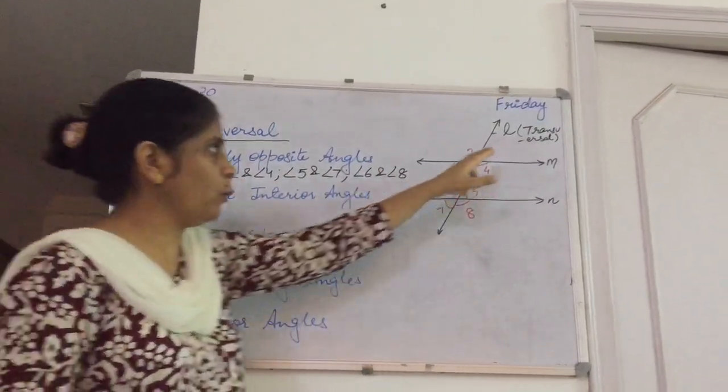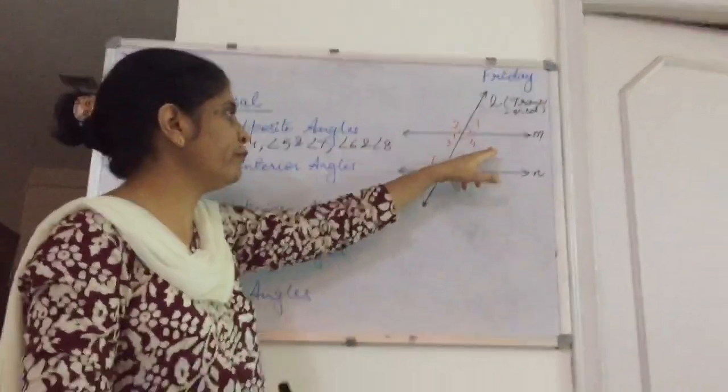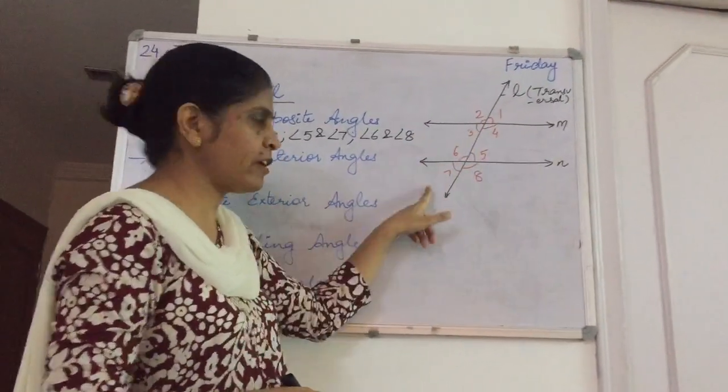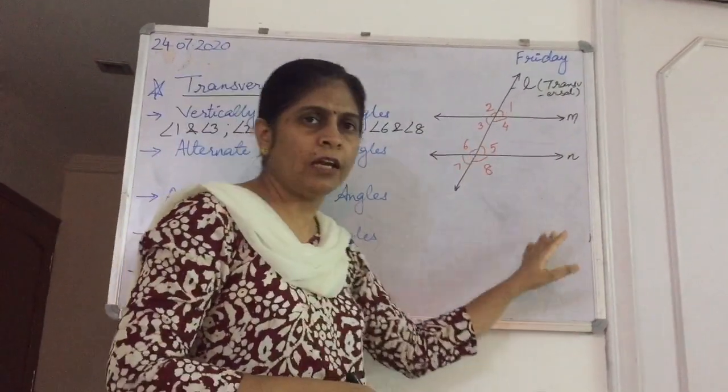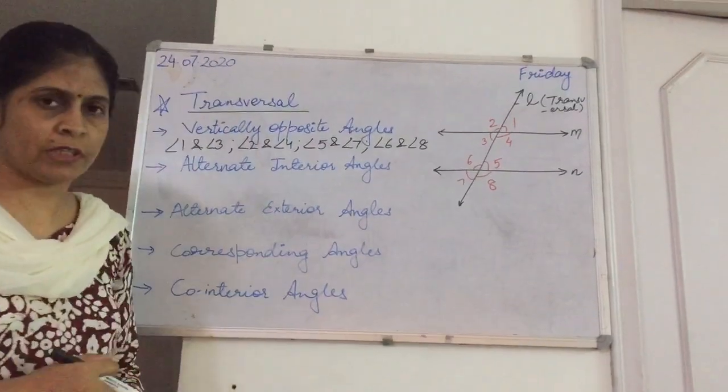One pair, angle 1 and 3. Second pair, 2 and 4. Next pair, 5 and 7. Next pair, 6 and 8. They are vertically opposite angles.